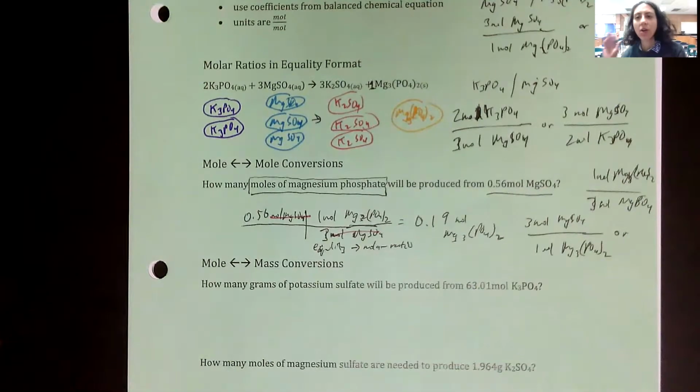At its heart, all of these problems that we're going to work on are mole to mole conversions. That's the heart of it. That's what stoichiometry is all about, converting from moles of one chemical species to moles of another in the same chemical equation. So let's take a look at this next problem and we'll see how we solve it.